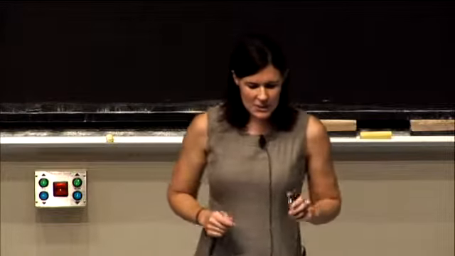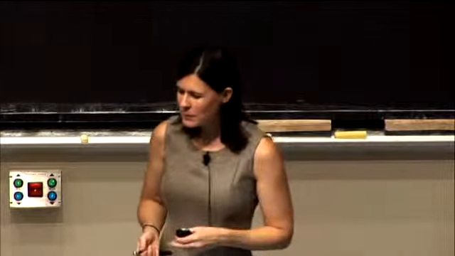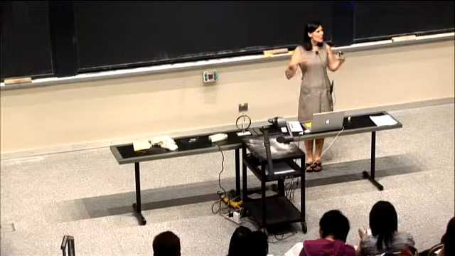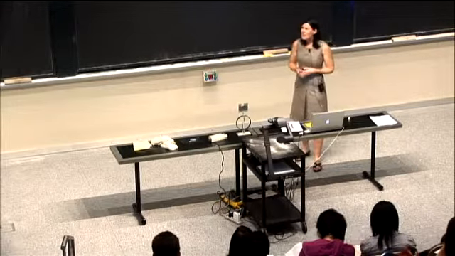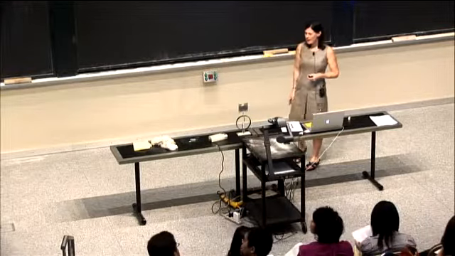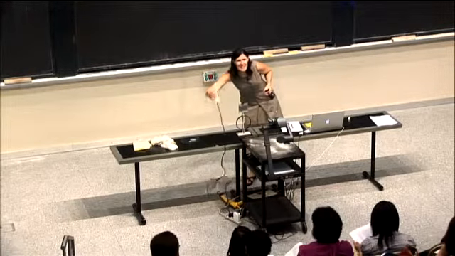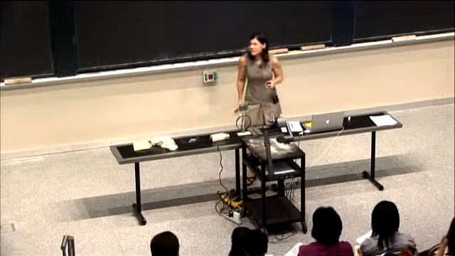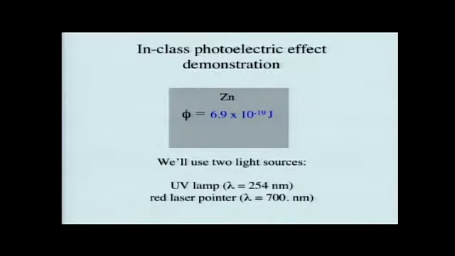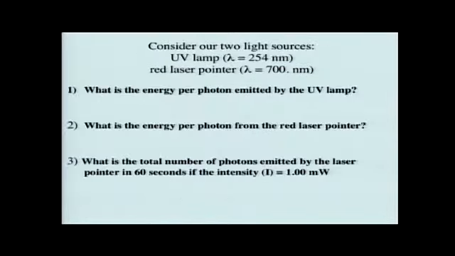All right, so let's do an in-class problem, and this will be done with zinc. We have a zinc plate up here, and in a minute, I'll describe how we can probe if electrons are coming off of it. But we're going to irradiate it with 2 different light sources. We have a UV lamp right here, which is centered at a wavelength of 254 nanometers. And then, since we have my red laser pointer, we will also try it with the red laser pointer, which is centered at a wavelength of 700 nanometers.